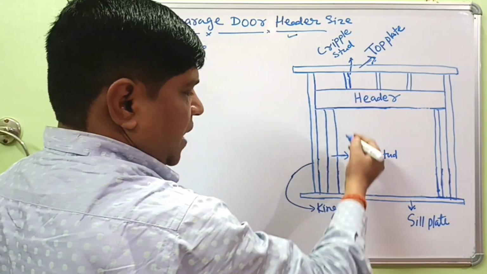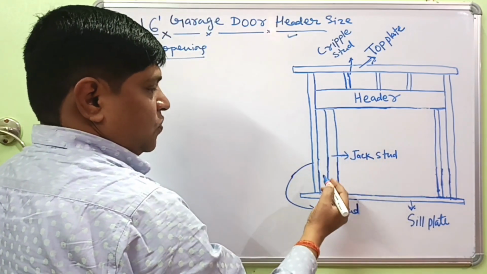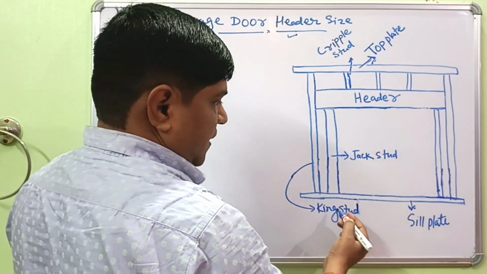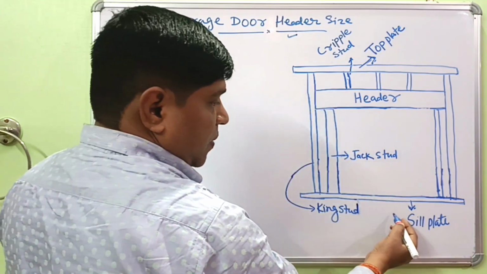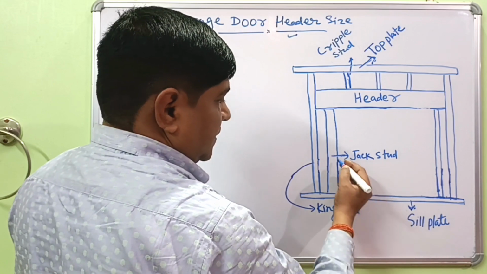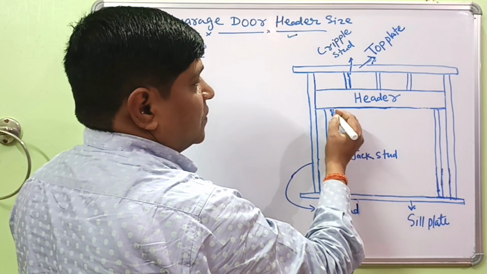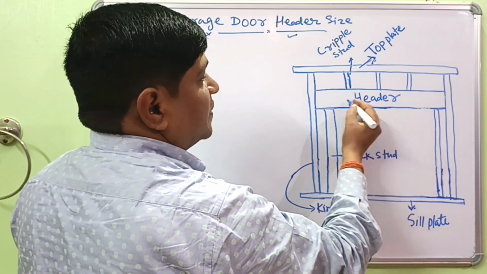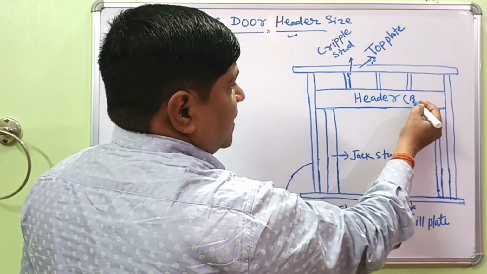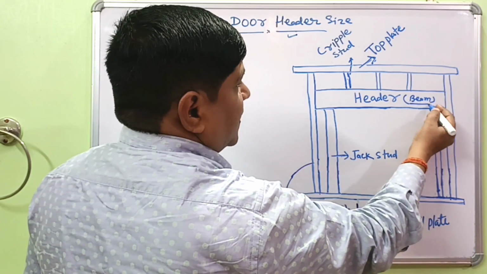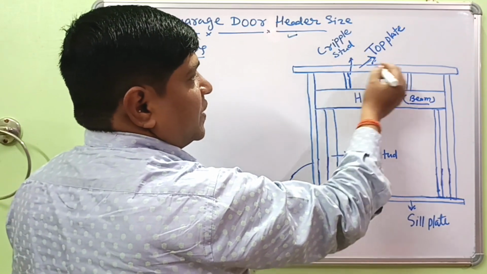Here is the diagram. In most European countries and cold regions of the United States, most houses are built of wooden frame structure, and there are various components of a wooden frame garage door. This is the bottom plate known as sill plate. This one is jack stud and this one is jack stud, which support the load of the header. This one is the header, which is placed over the opening of the door. It acts as a simple beam. This one is cripple stud, which supports the load above the header, and this one is the top plate.